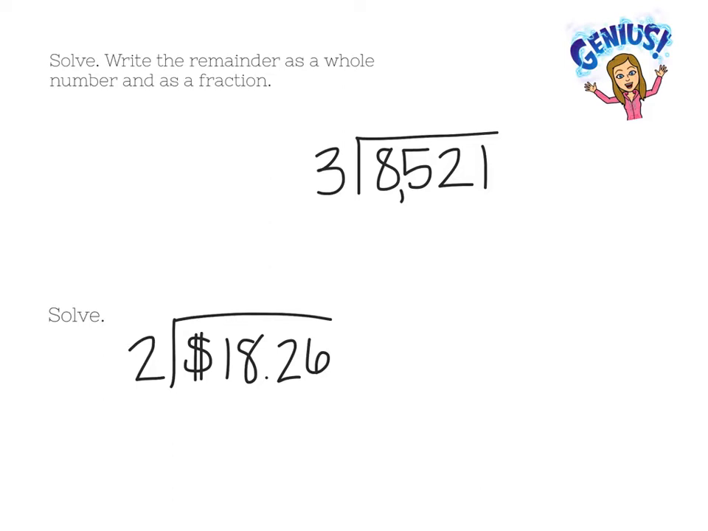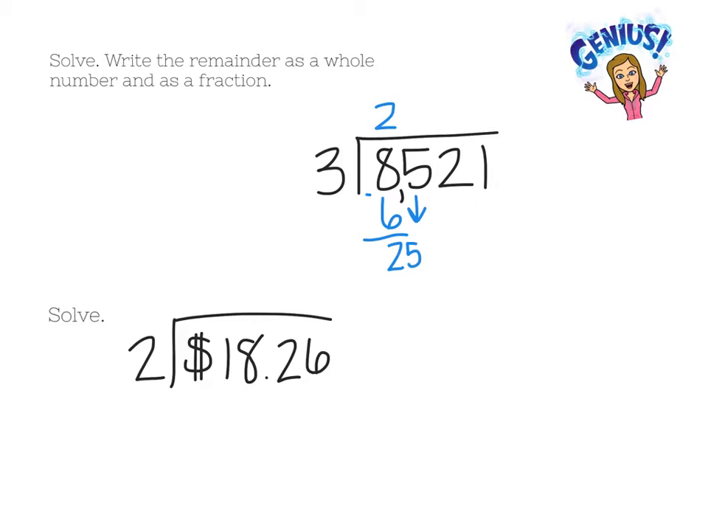So again, the directions here say solve, write the remainder as a whole number and as a fraction. So instead of writing remainder 1, we'll say remainder 1/3 or 1/8 instead. So let's start the math. 3 goes into 8 2 times. So I want to make sure I'm using a different color here, because 3 times 2 is 6. Subtract 8 minus 6 gives me 2. Bring down the 5 to create 25.